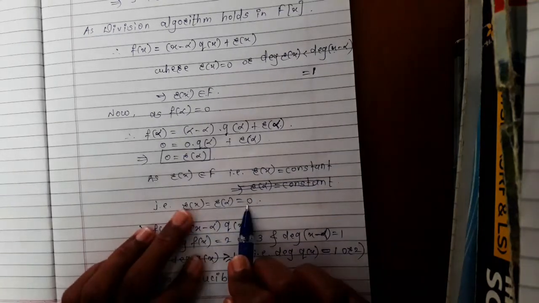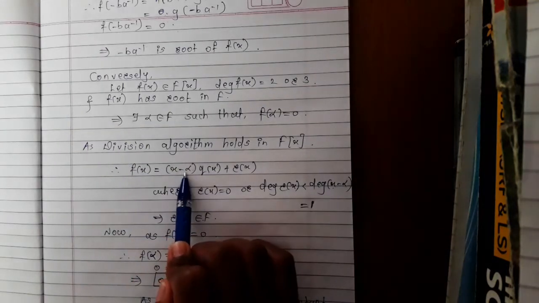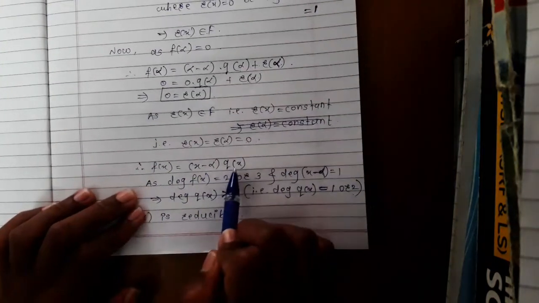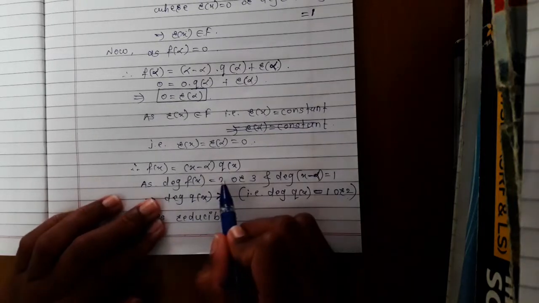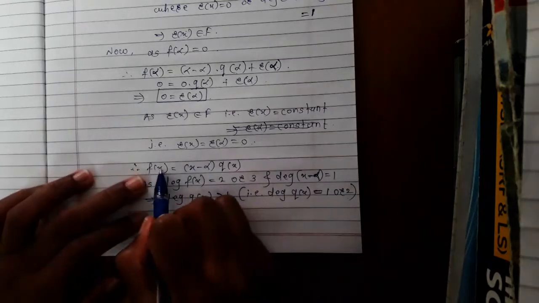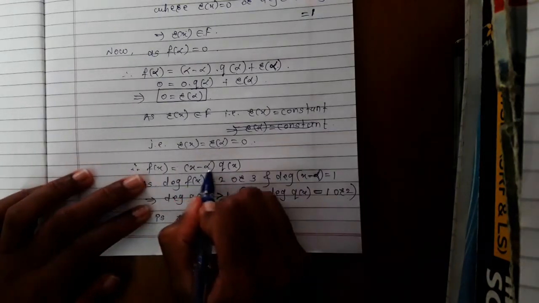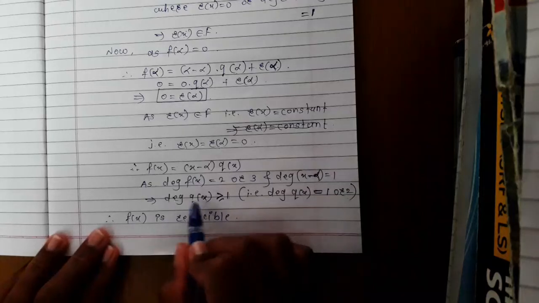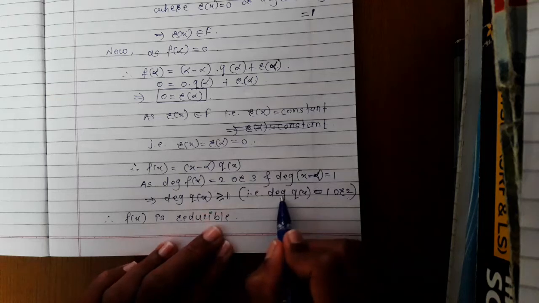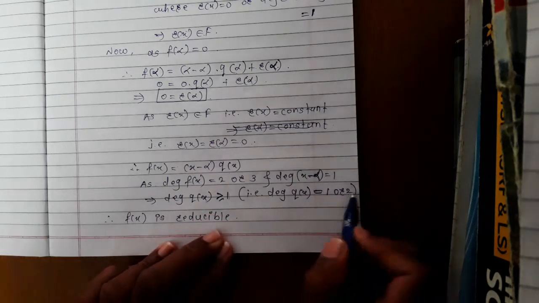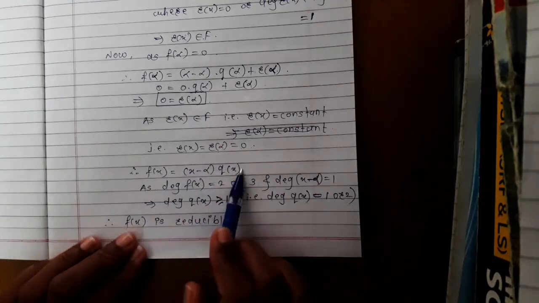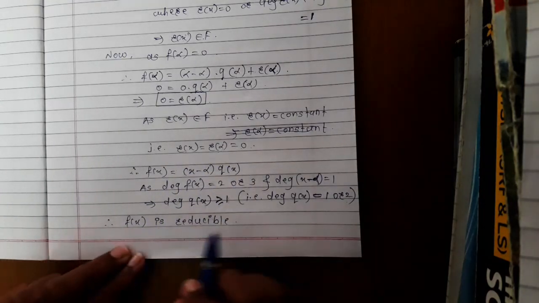And as r of x is equal to 0, thus f of x can be written as x minus alpha into q of x. Here f of x is equal to x minus alpha into q of x. And degree of f of x is equal to 2 or 3, and degree of x minus alpha is equal to 1. And we know that degree of f of x is equal to degree of x minus alpha plus degree of q of x. So this gives degree of q of x is greater than or equal to 1. But because degree of f of x is equal to 2 or 3, therefore degree of q of x is equal to 1 or 2. And therefore f of x can be expressed as a product of two non-constant polynomials. And thus f of x is a reducible polynomial.